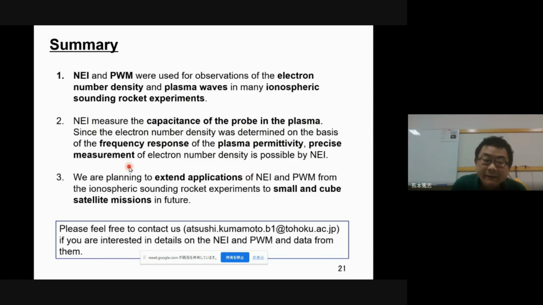And we are planning to extend application of NEI and PWM from the ionospheric sounding rocket experiment to wider usage, such as small and cube satellite missions in future.